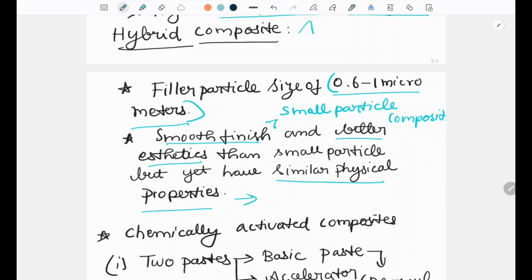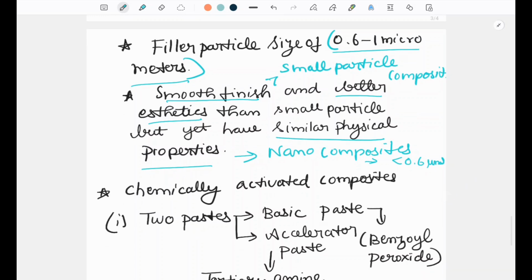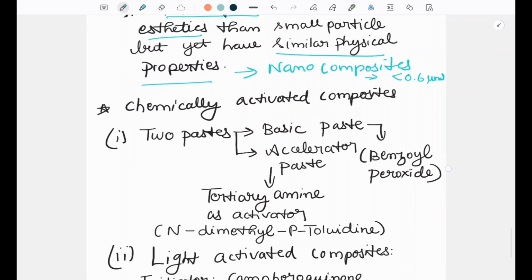So we have an advancement from here, that is the nanocomposites, which are even better than hybrid composites. They have filler particle size lesser than 0.6 micrometers. Okay, that will complete the filler particle size classification of composites.